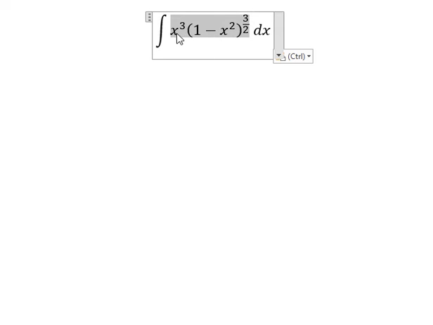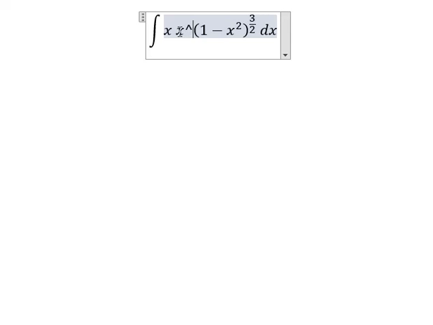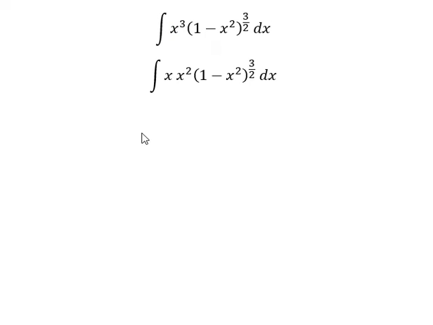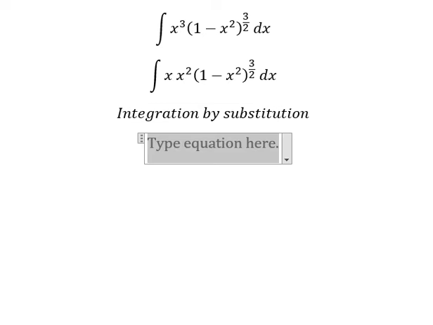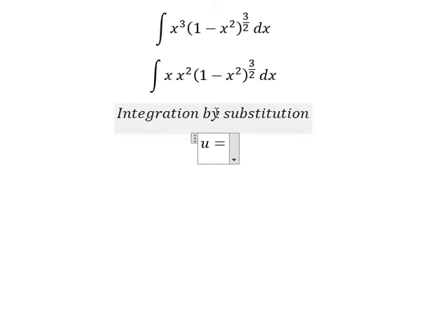We know that s to the power of 3 we can split into s and s square. Later we can use integration by substitution. So I will put u equals to this one. Because we have s square, I will put this one to the left, u to the right.